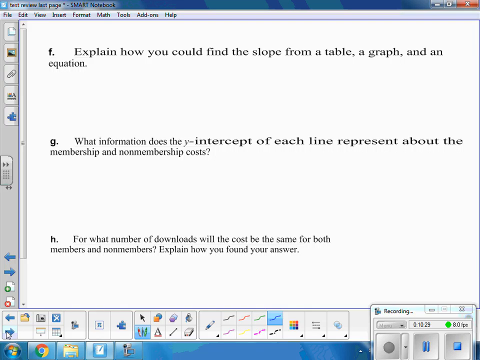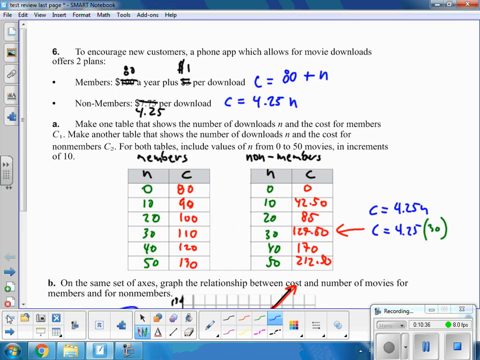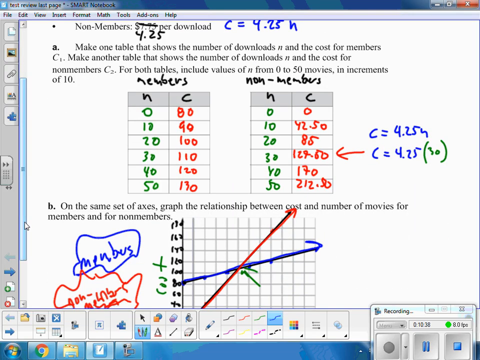Explain how you could find the slope from a table, graph, and an equation. Okay, from a table, let's come back here. Let's go back to our table. Remember, we kind of did this a little bit. This is that ratio of rise over run. And another way to look at that is rising on a graph is the y, so it's up and down. And our x is our horizontal, so left to right. And I can use this in my table. So let's look at this here.